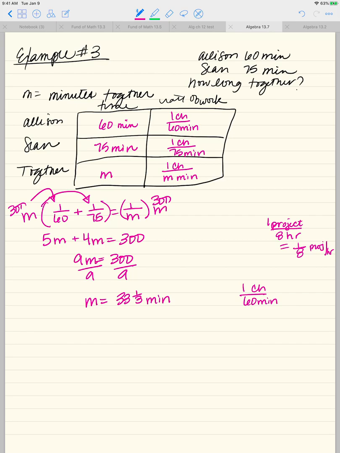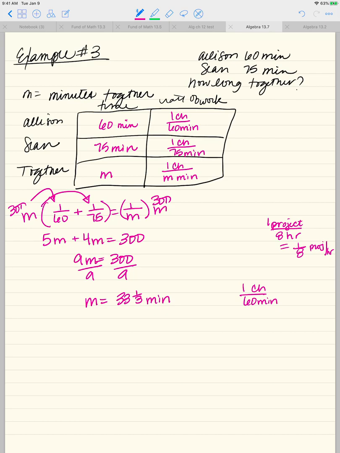Now what you want to do when you have an answer like this to a story problem is take the moment to say, does this answer make sense? Okay? Yes, it does. It should be less than Allison. It should be less than Sean. So we know it's less, it looks about reasonable, all right?